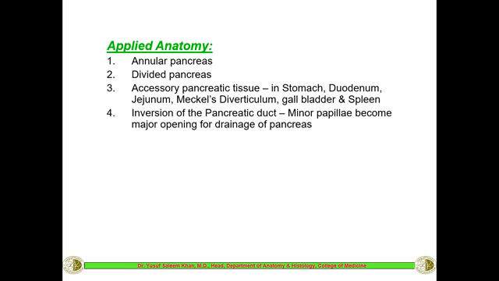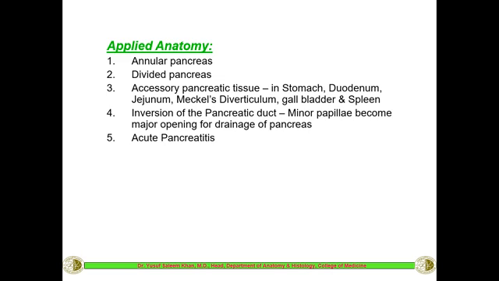Sometimes there might be inversion of the pancreatic duct. Instead of the major duodenal papilla becoming the major duct, it might be the minor duodenal papilla, or the accessory pancreatic duct, which becomes the major source of drainage of the pancreatic secretion. So the minor papilla becomes the major opening for the drainage of the pancreas. The main secretion of the pancreas might open through the accessory pancreatic duct, which becomes the major portion of the pancreatic duct. This is called the inversion of the pancreatic duct.